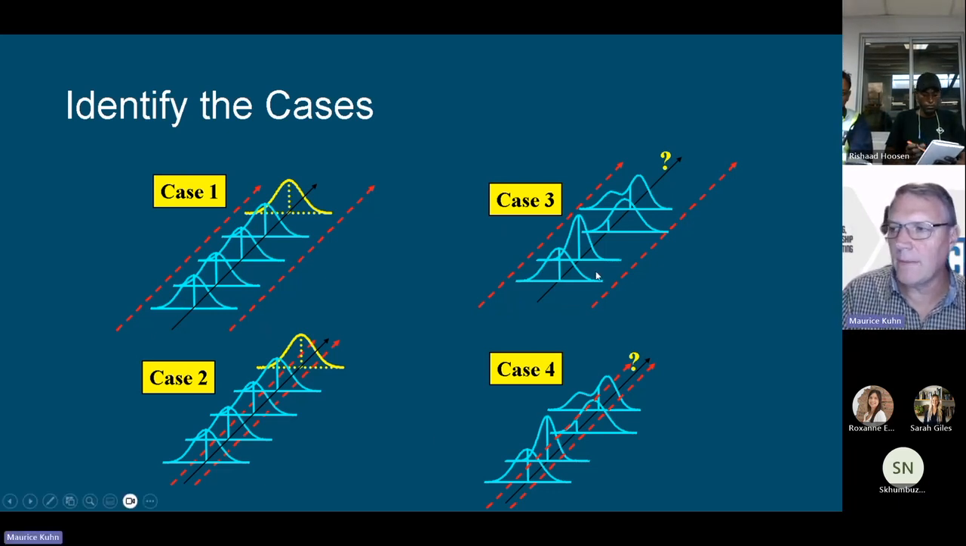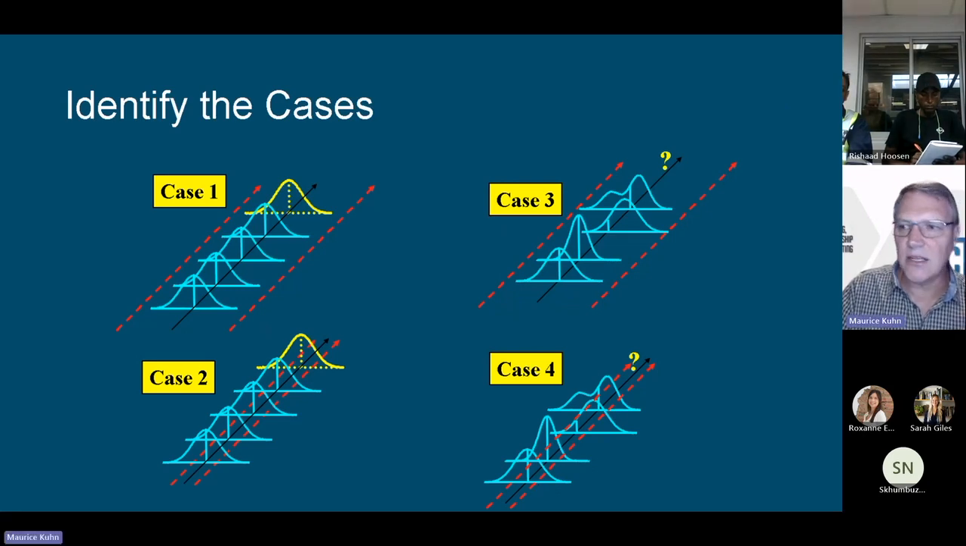Case number 3, we've got in spec, but look at what's happening with the behavior over time. Let's say from 1 week or 1 day to the next, 1 shift to the next, 1 week to the next, 1 month to the next. We've got a change in how our process behaves. And then case number 4, it's a change in how it behaves, plus it's outside of specification.